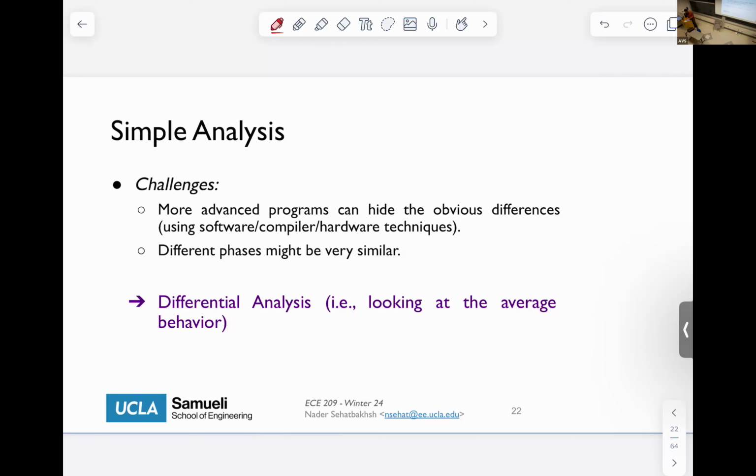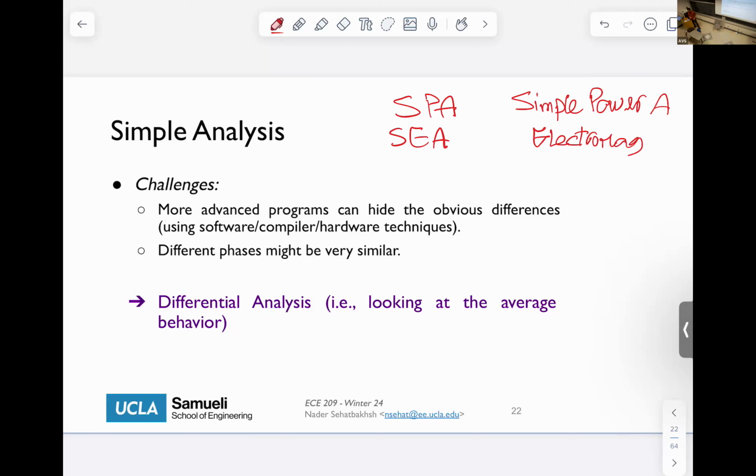So there are challenges, of course, for simple analysis. By the way, depending on what sort of simple analysis we do, we usually call it SPA or SEA. When we say SPA, it means simple power analysis, which means that the side channel we are looking at is power consumption. If it's SEA, it means that it's electromagnetic. So the difference between SPA and SEA is simple power analysis or simple electromagnetic analysis. Of course, if you use other side channels like temperature, it would be STA and so on. But typically, for side channels we look either at power or electromagnetic. These are the most popular ones.